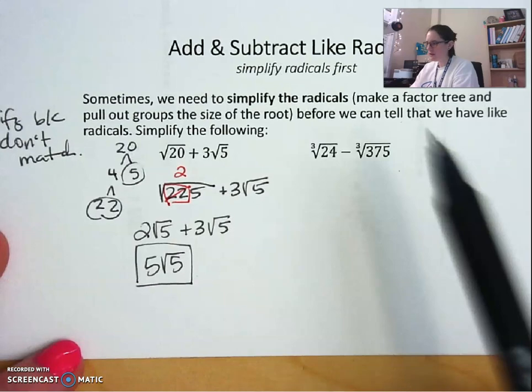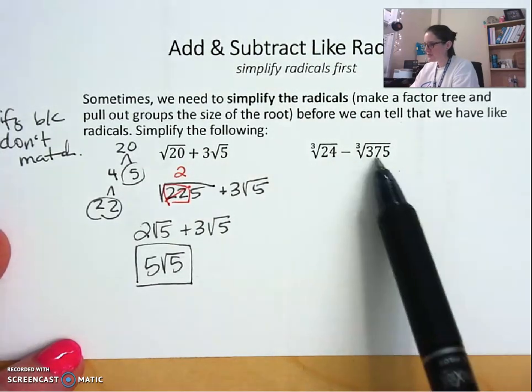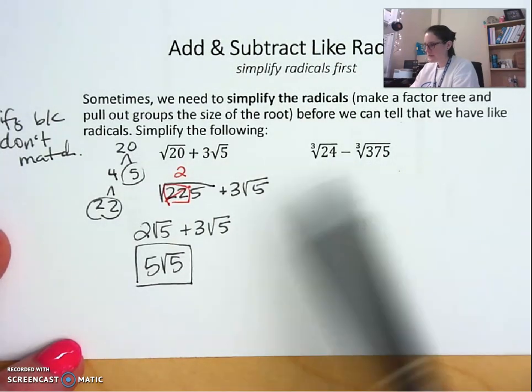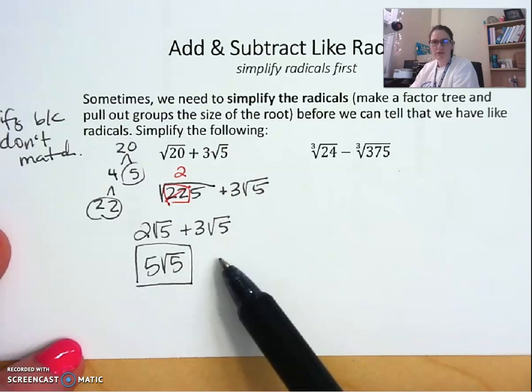Now I want you to pause the video and do factor trees on both this 24 and this 375. Rewrite them and then combine the like radicals.